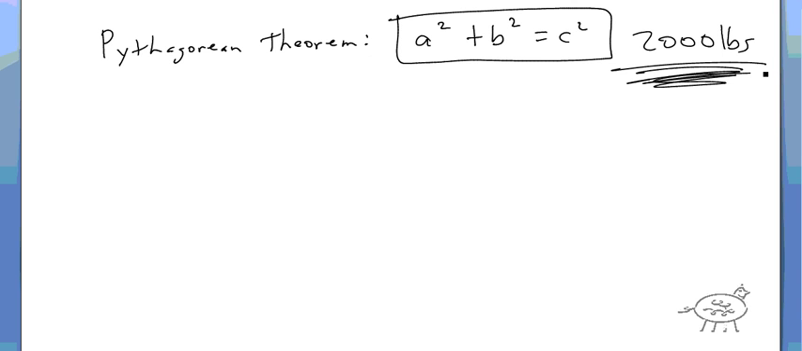Now, A and B, I should have mentioned that. A can be switched with B, and B can be switched with A. It doesn't really matter where A and B are, but they are the legs of the triangle, and the hypotenuse, which is C, is always across from the right angle.